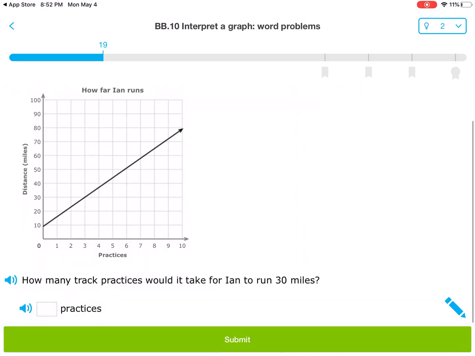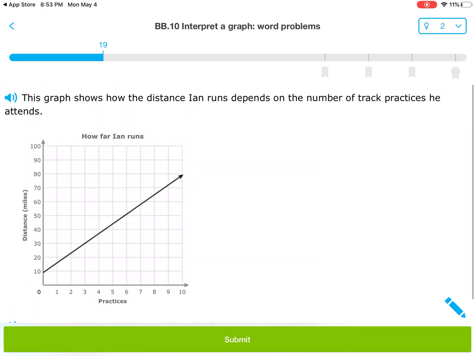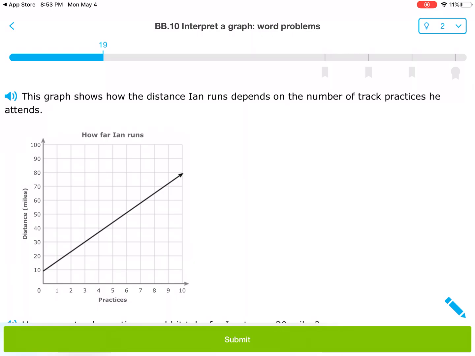You guys are on your own now, all right? Just remember for today, BB9 and BB10, goal is to get a SMART score of 80 in both. If you have questions, reach out to myself or Mrs. Fates. Good luck, have fun, challenge yourselves, and we'll check in with you guys tomorrow.